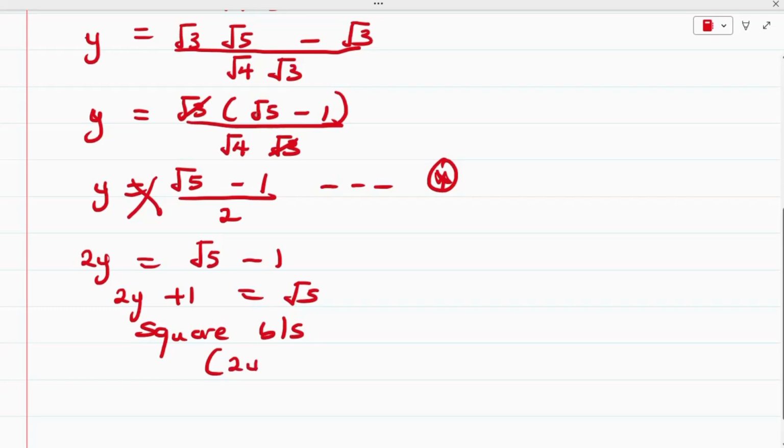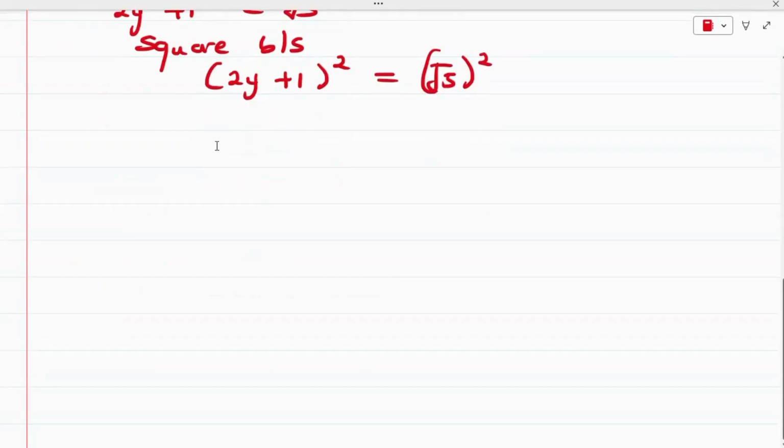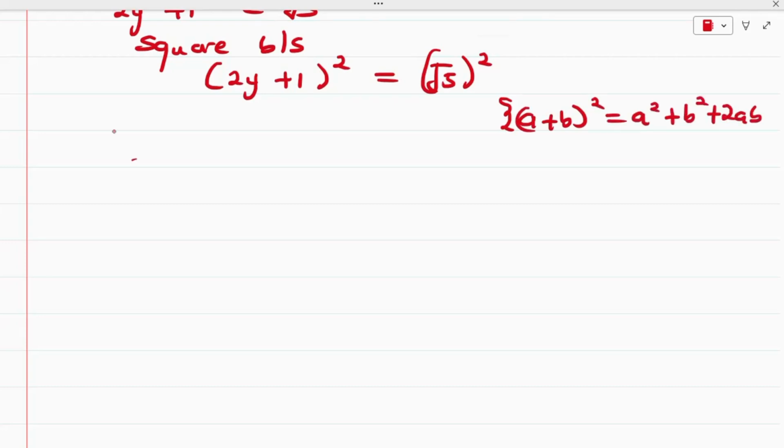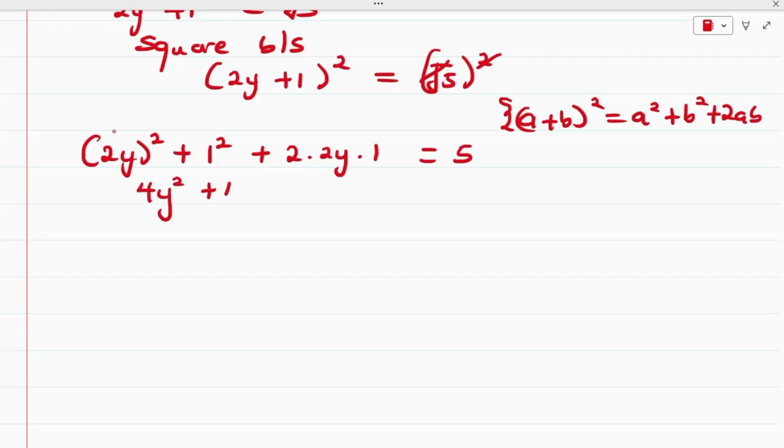So we have 2y plus 1 all squared is equal to the root of 5 all squared. But we can easily expand the left hand side by making use of the formula that says a plus b all squared is equal to a squared plus b squared plus 2ab. Applying this, we have 2y all squared plus 1 squared plus 2 multiply 2y multiply 1 is equal to, this cancels out this, 5. So 2y all squared will give us 4y squared plus 1 plus 4y is equal to 5.